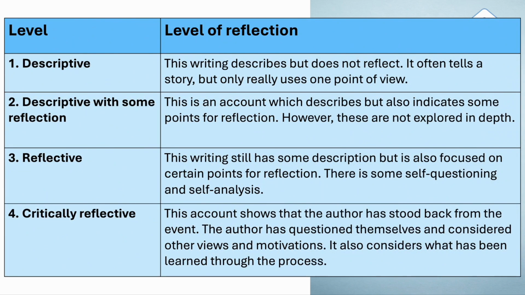Here's Moon's 4 levels. We have descriptive. This writing describes but does not reflect. Descriptive with some reflection. An account which describes but also indicates some points for reflection. We've got reflective writing. Some description, focused on certain points for reflection, some self-questioning, some self-analysis. And finally, what we're trying to get out of you is the critically reflective. The author has stood back from the event. They've questioned themselves and considered other views and motivations. It also considers what has been learned through the process.